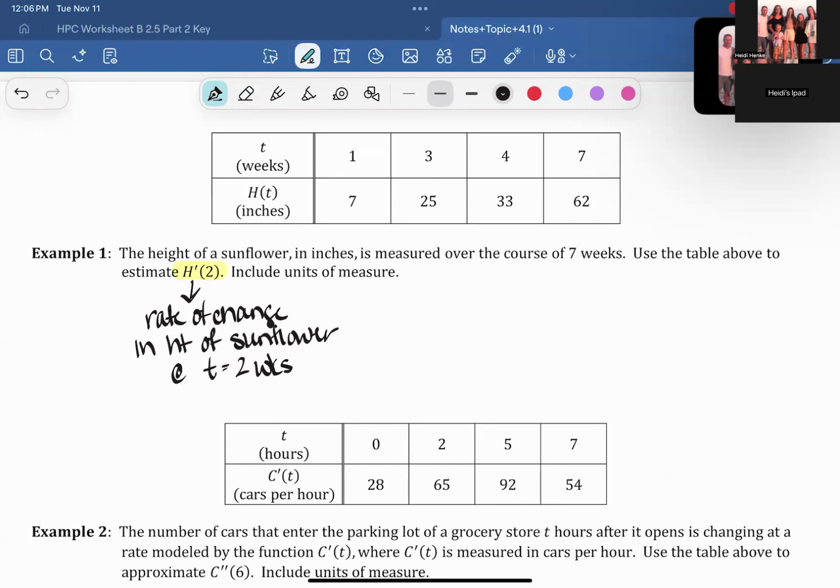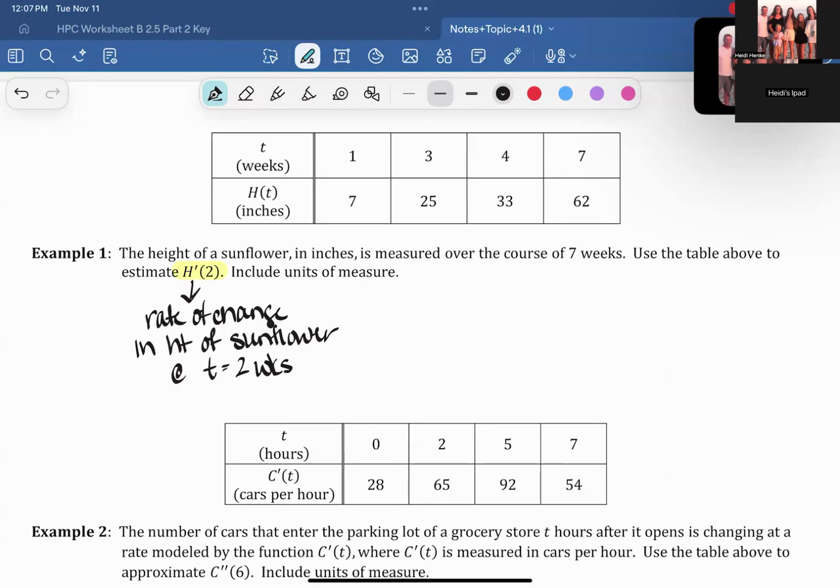They're asking you to find the rate of the change in the height of the sunflower at time 2. So how fast is it growing at specifically time 2 weeks? This many inches per week. That's what we're looking for. Okay, because our units are inches and weeks.